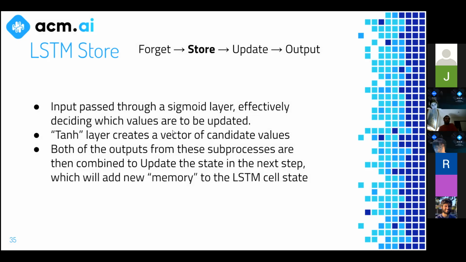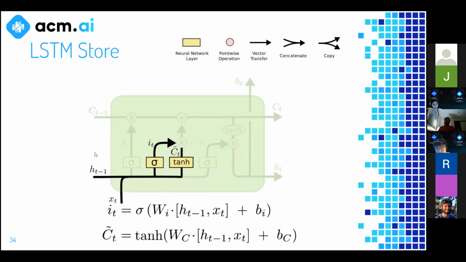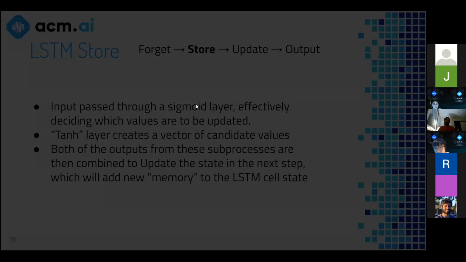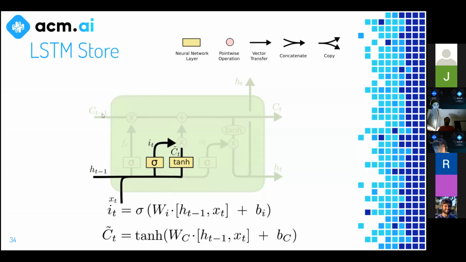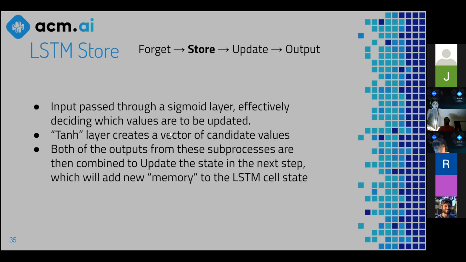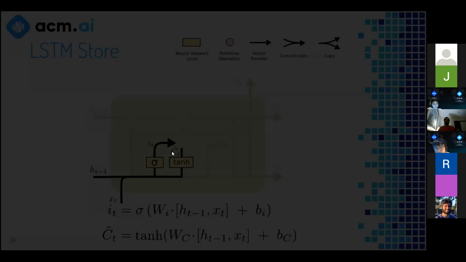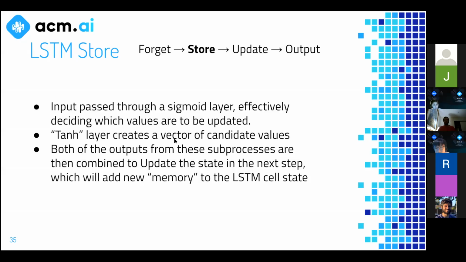Okay, so that's the store state. We pass through sigmoid layers, and then we also pass through the tanh layer, and then we multiply those two things together, and then we add that to the cell state at the end. You guys have been looking at this for a while, so I'm assuming you get that at this point.